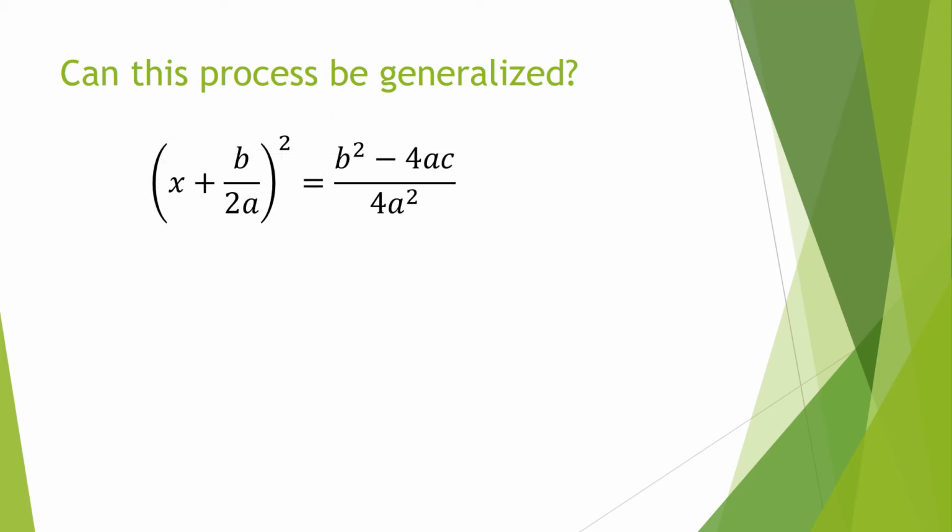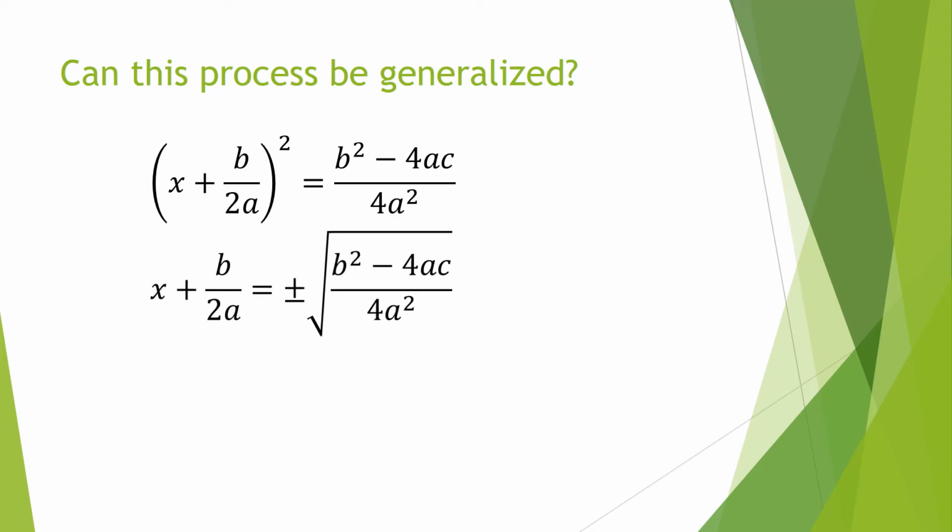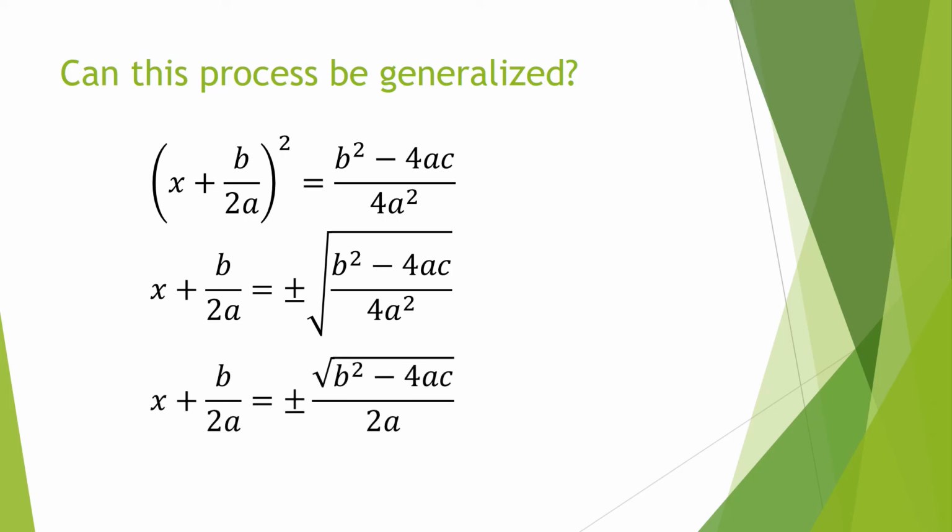Next, we take the square root of both sides. On the left side, we'll get x plus b over 2a, and on the right side, we get plus or minus the square root of b squared minus 4ac all over 4a squared. And we'll go ahead and take the square root of the denominator so that it becomes on the right side plus or minus the square root of b squared minus 4ac all over 2a.